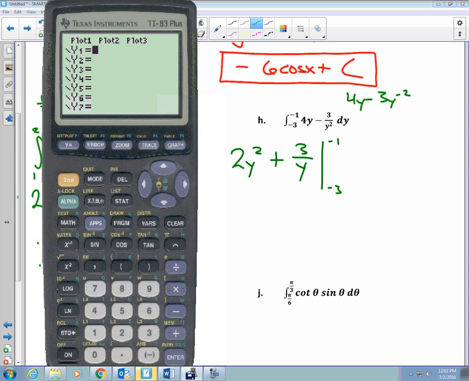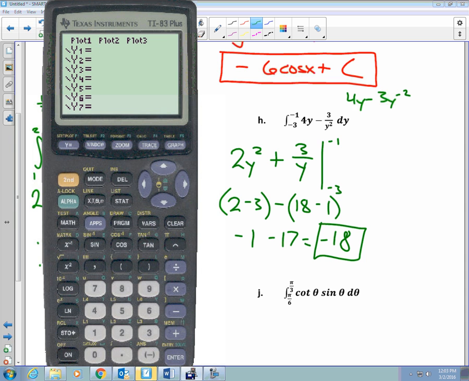Plug in the negative 1, we get 2 minus 3, minus, plug in negative 3, and we get 18 minus 1. Negative 1 minus 17, negative 18. What does that mean? The answer is negative. What does that mean? The area is below the curve, or below the x-axis.